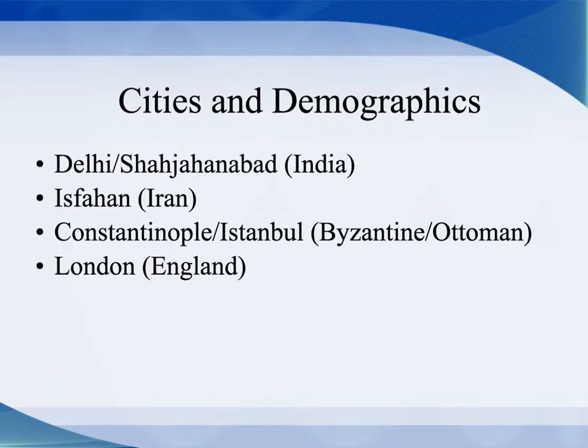So we're picking up in this video with cities and demographics. And I just want to give a general note about the global population growth and movement during this time period. In general, population growth is a result and a cause of social change. From 1000 to 1700 CE, the European population tripled.